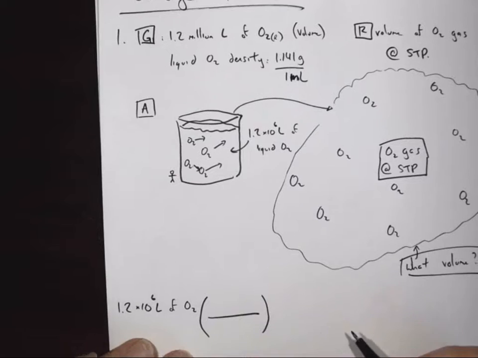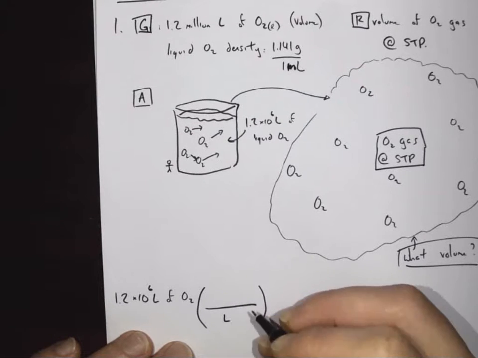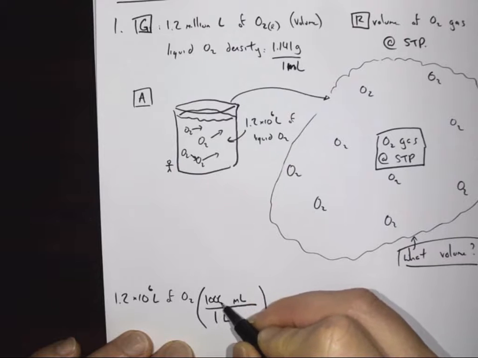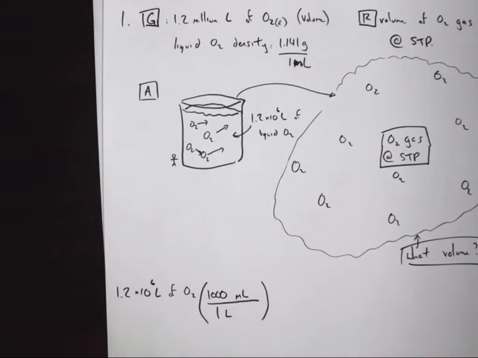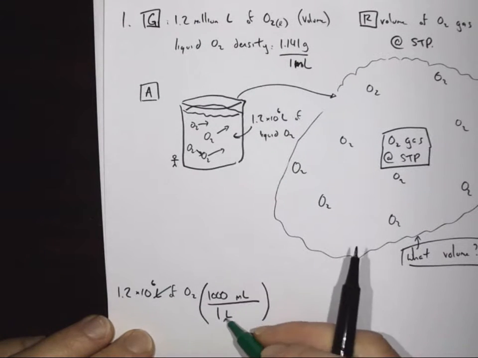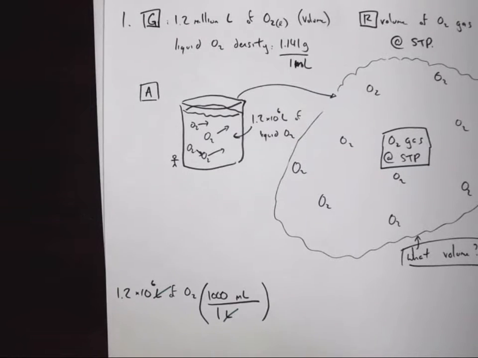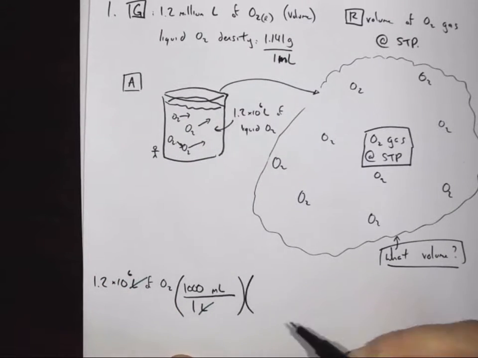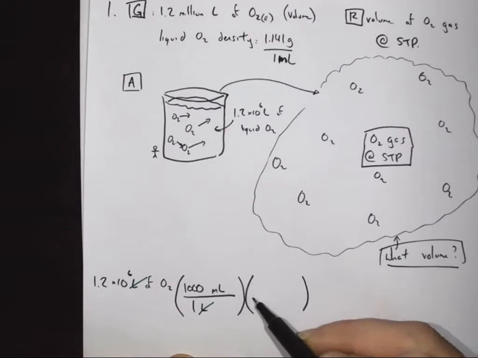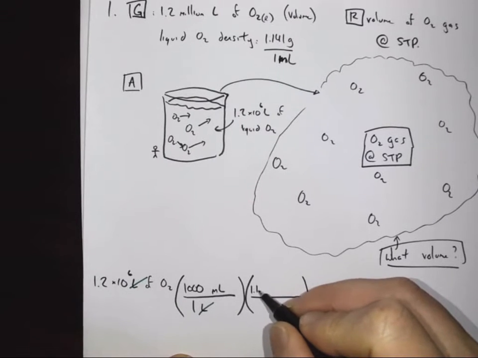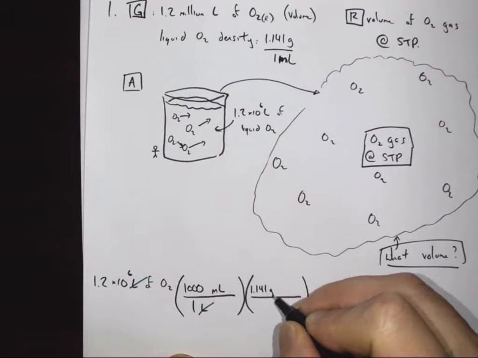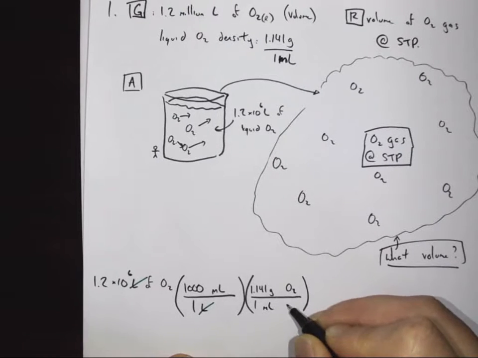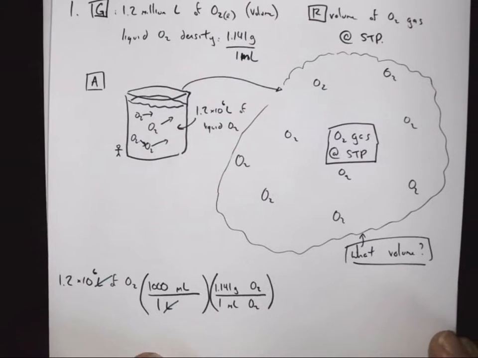I'm going to say, okay, for cancel out liters, I'm going to replace it with milliliters, and I know there's 1 liter for every 1,000 milliliters. So that's the first thing we're going to do. Now we've got milliliters. So now we can use our density here. And if I multiply it directly, it says 1.141 grams O2 for every 1 milliliter of oxygen, right?